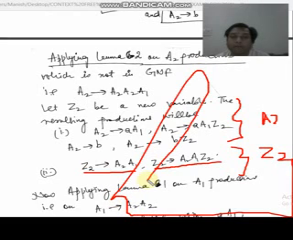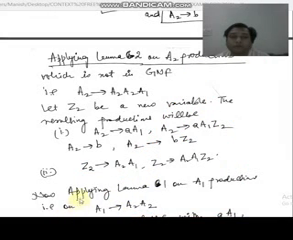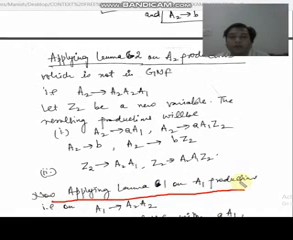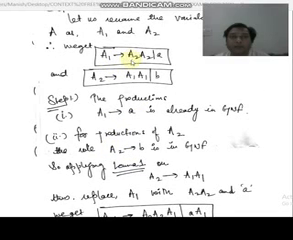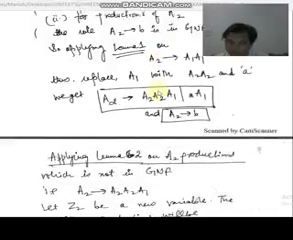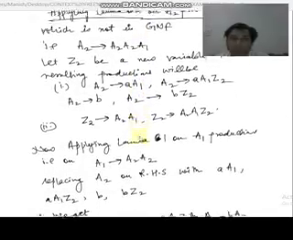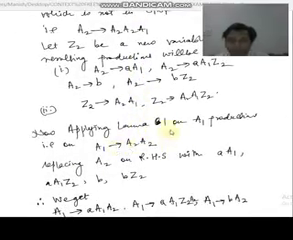Coming on to the A1 productions, we have to apply lemma 1 on the A1 productions. So the original A1 productions were A1 to A2 and A1 to A, where A1 to A was already in the GNF. So we have to apply lemma 1 on only A1 to A2.